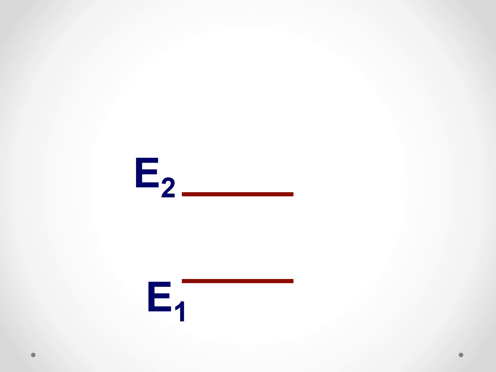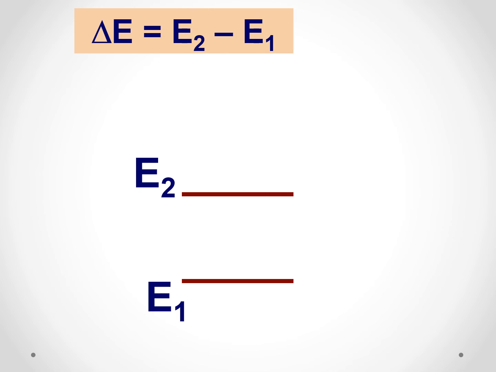So let us consider two energy levels, E1 and E2. It can be any type, either electronic or vibrational or rotational, whatever it is. The difference between these two energy levels is delta E. So delta E is equal to E2 minus E1. Now let us assume that a chemical species, can be a molecule, an atom, a compound, anything, is sitting in this lower energy level.